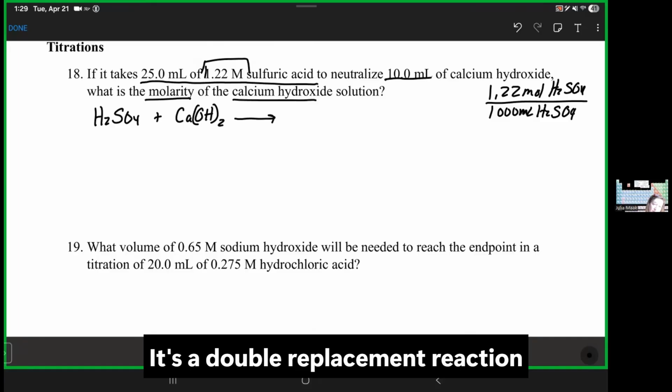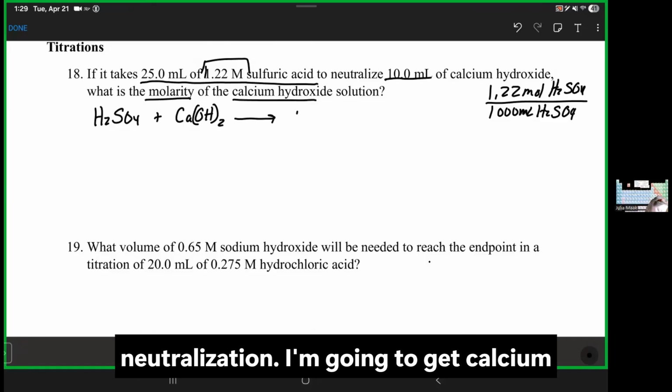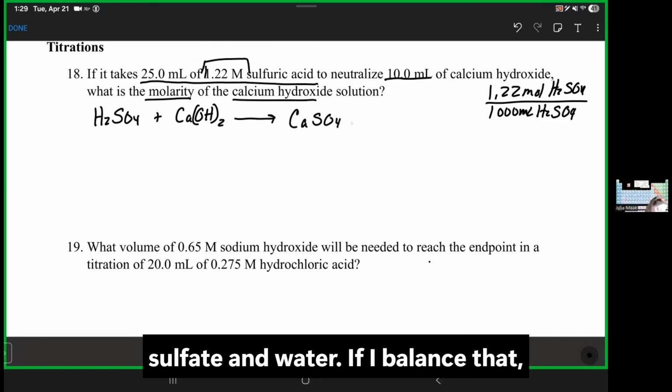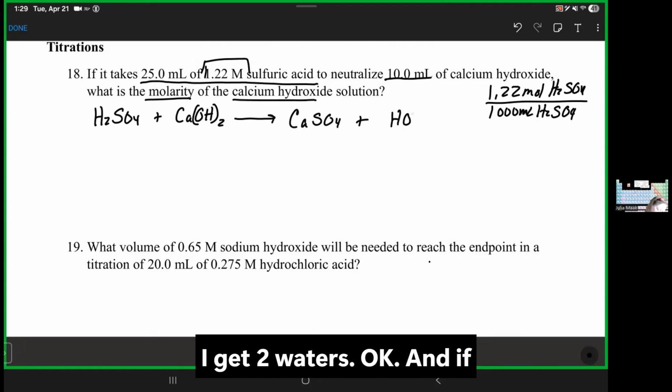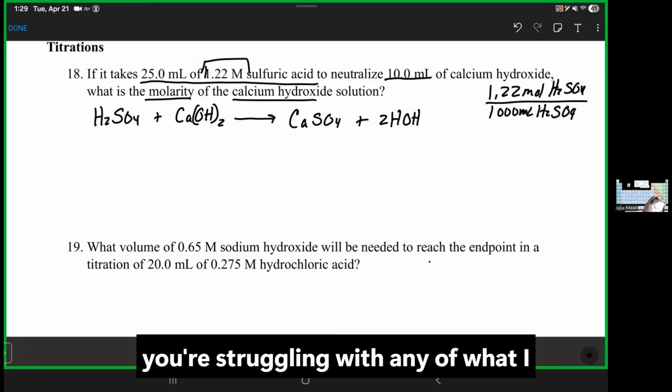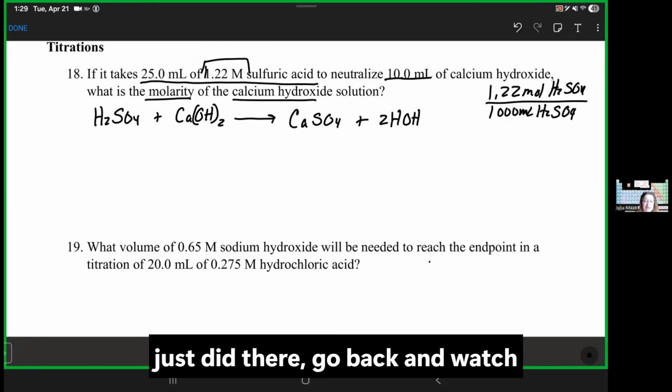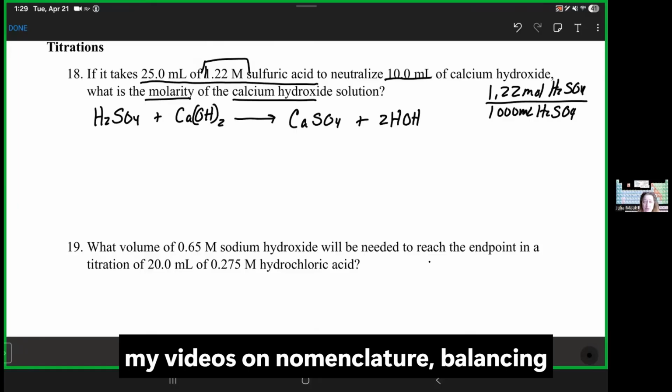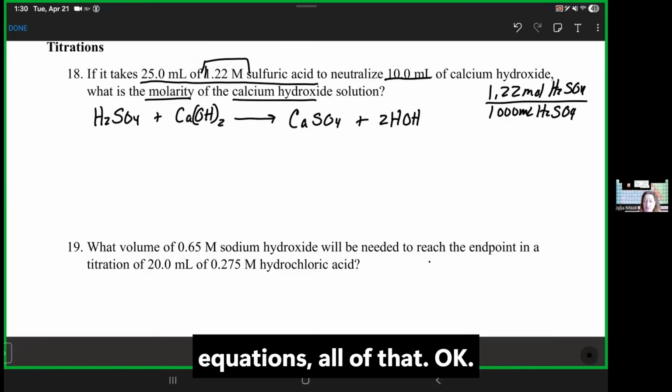It's a double replacement reaction, neutralization. I'm going to get calcium sulfate and water. If I balance that, I get 2 waters. Okay, and if you're struggling with any of what I just did there, go back and watch my videos on nomenclature, balancing equations, all of that.